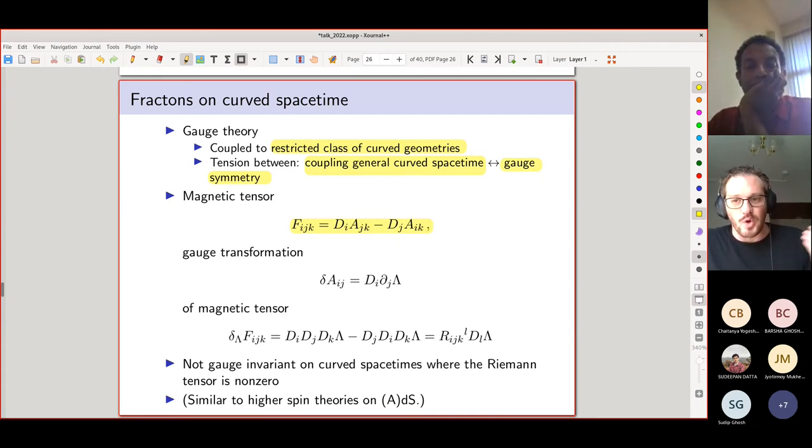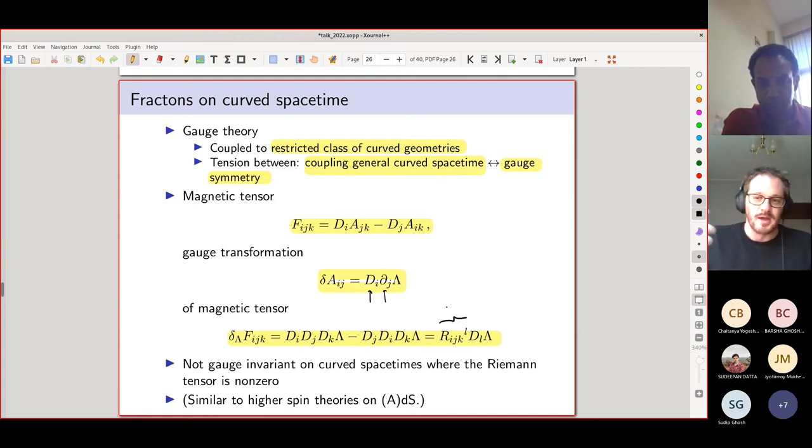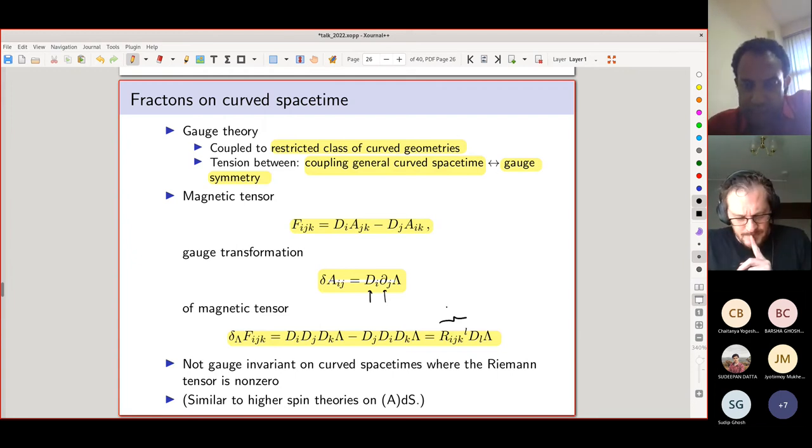And the generalized gauge transformation on curved spacetime is here. And here, to some extent, the two derivatives play an important role, because the magnetic tensor transforms under gauge transformation as follows. And you see already here that there is a Riemann tensor. In flat space, this means if the Riemann tensor would vanish, you would have the usual gauge invariant magnetic tensor. But here, since there are curved geometries, you see immediately that the magnetic tensor is not gauge invariant anymore. And these i, j, k, l indices are only the spatial directions, correct? Spatial, correct. Yeah, here I've restricted also to, yeah.